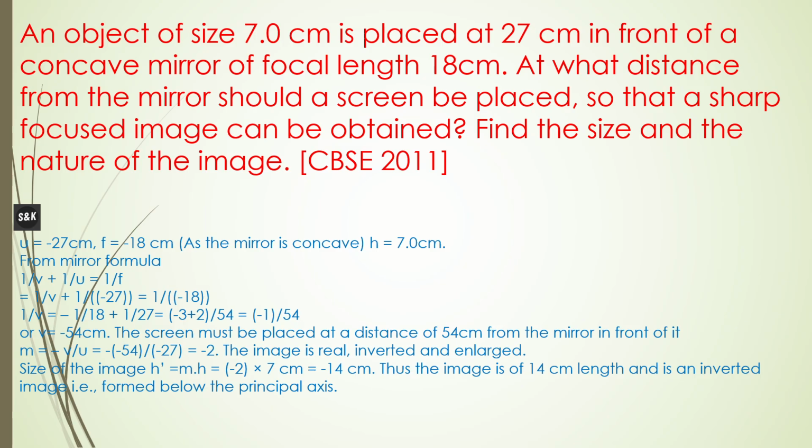So H equals 7.0 centimeter. From the mirror formula, 1 upon V plus 1 upon U equals 1 upon F. Applying the values, we get V equals minus 54 centimeter. So the screen should be placed within a distance of 54 centimeter from the mirror, in front of it. Size of the image is minus 14 centimeter, thus the image is 14 centimeter in length and is an inverted image.